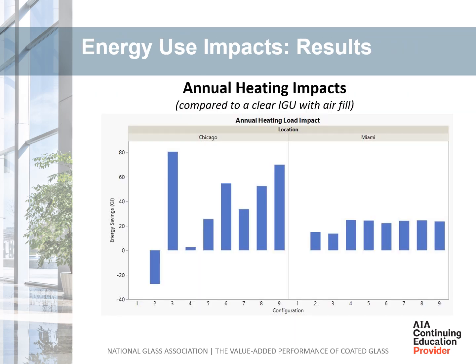This chart shows the annual heating impacts of high-performance glazing compared to clear insulating glass units. Configuration 1 is a clear IGU with air fill. All other data is compared to Configuration 1. Positive bars mean reduced energy consumption for heating. Negative bars imply an increase in energy use. For instance, looking at Configuration 3 in Chicago, there will be a reduced energy consumption of 80 gigajoules compared to a clear IGU. When reviewing the Miami results, they are fairly similar due to the low heating needs in that region.